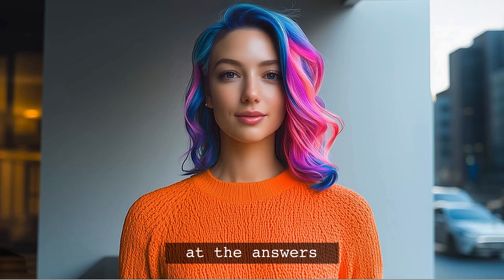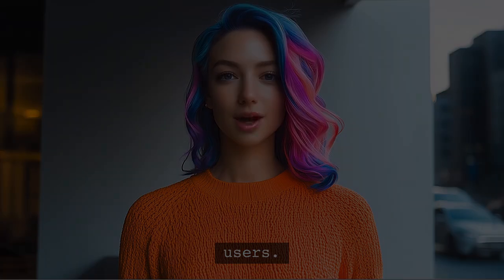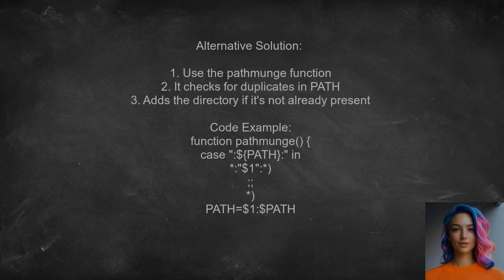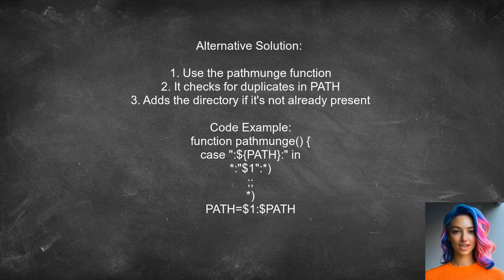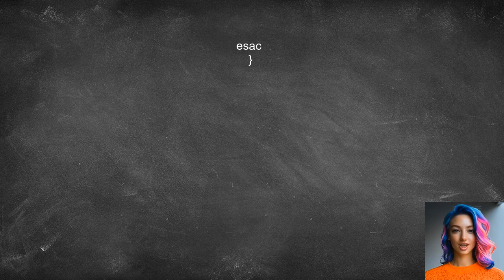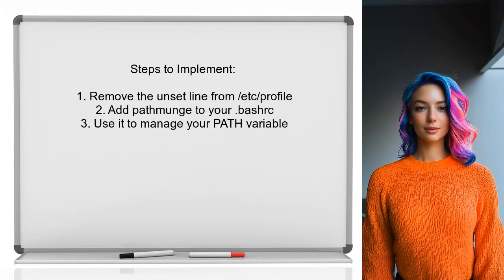Now, let's look at the answers provided by other users. An alternative approach shared by another user involves using a function called pathmunge, which is defined in the /etc/profile file. This function checks if a directory is already in your path before adding it, preventing duplicates. To use pathmunge in your .bashrc file, simply remove the line that unsets it at the end of the /etc/profile file.